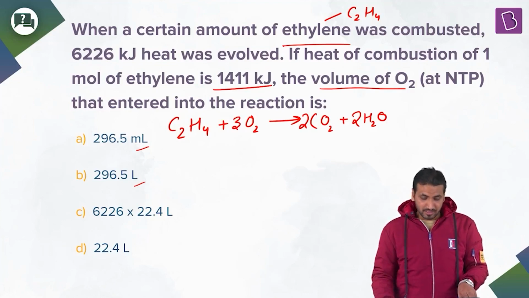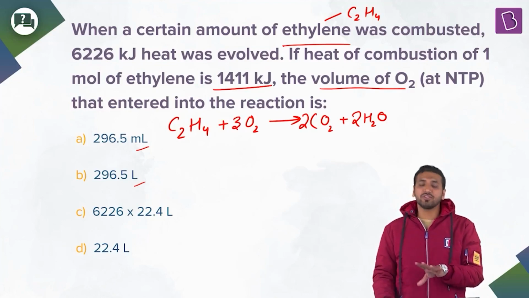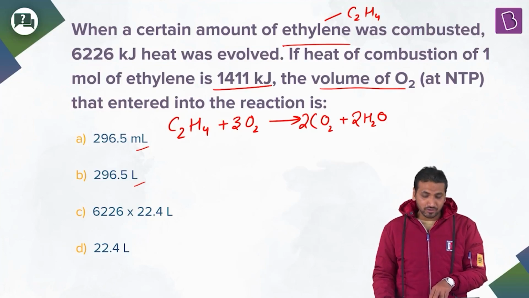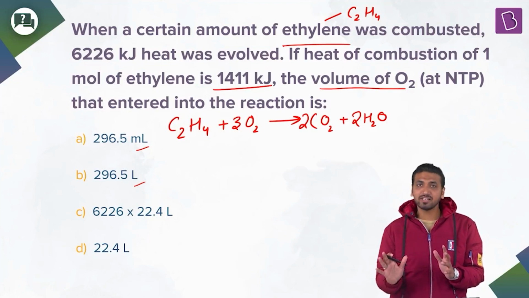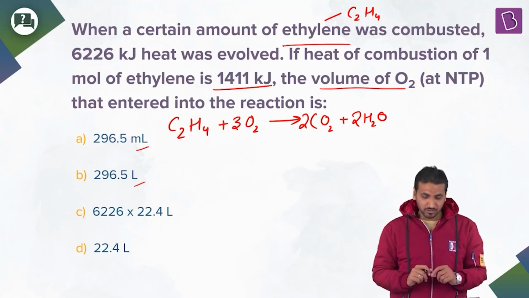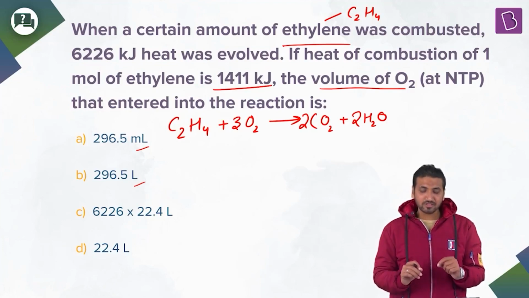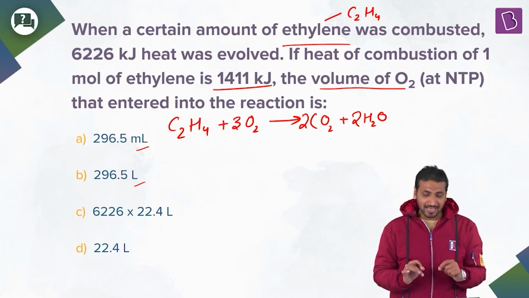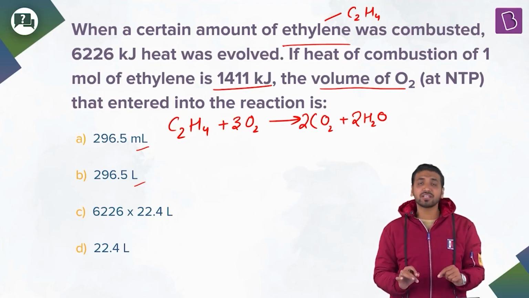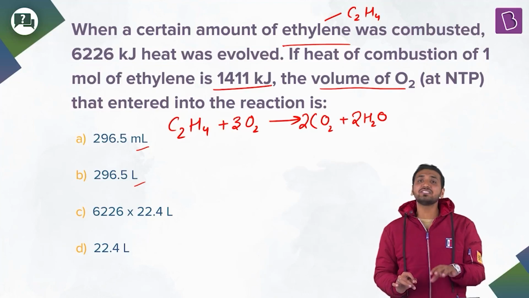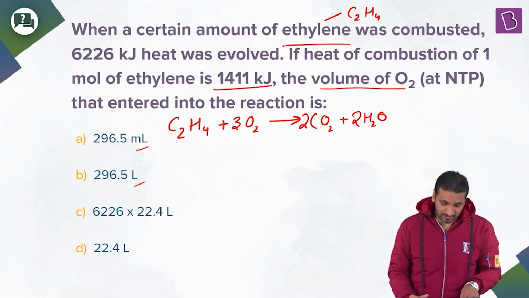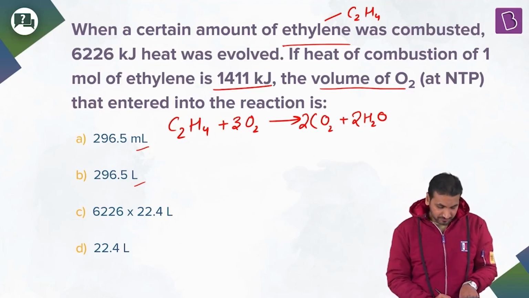I have to figure out the volume of oxygen. If I know the moles of oxygen, I can figure out the volume at NTP, right? 1 mole is 22.4 liter. The task is to first find out the moles of oxygen. And for that, I need to figure out the moles of ethylene, right? And in terms of ethylene, energy data is given to me. So let's read that energy data first.